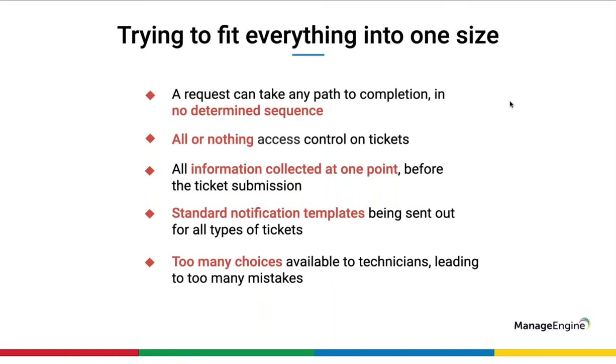And too many choices available to technician, leading to too many mistakes. So when I'm given all the statuses from open, I can choose to cancel the request. I can choose to move the status to rejected. I can choose to close the request, move to in progress. Whatever I want to do, I can do. That was what was available in the previous versions.